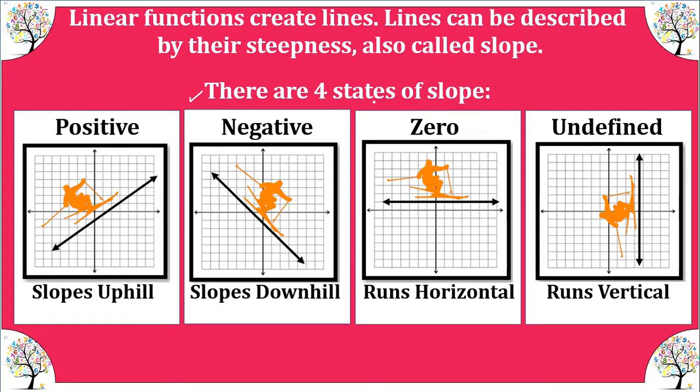The third skier is neither going up nor down, so we say this has a slope of 0. The last slope is kind of silly. A skier cannot ski vertically up a hill, so we call this slope undefined.